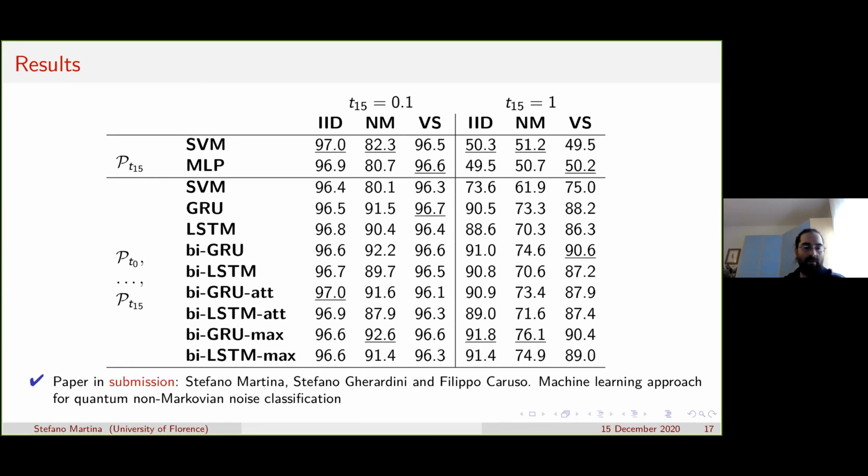We are in the process of submitting a paper written by me, Stefano Gherardini, and Filippo Caruso, and we are also planning to apply those results to real data.